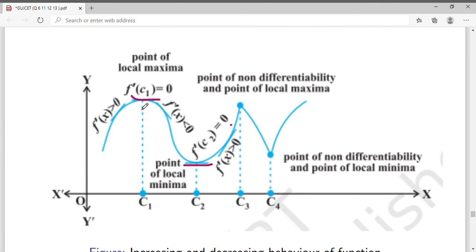So if the function changes its sign from positive to negative, then at this point what do we get? We get a maximum value, a local maxima. Observe this point C2. Here the function is decreasing, which means the sign is negative, and here the function is increasing, which means the sign is positive. So if f dash x changes its sign from negative to positive, at this point what do we get? We get a local minimum value. Okay, now I think the concept is clear.